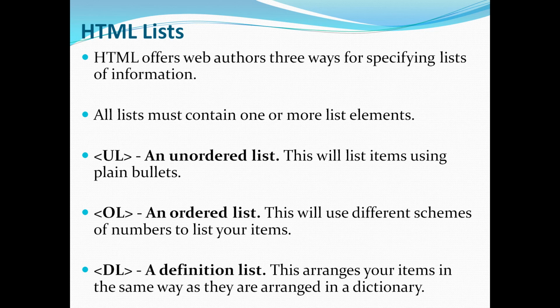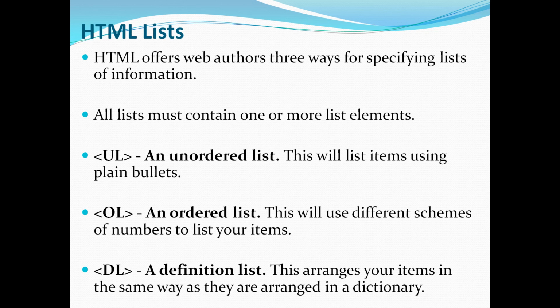Either you can use A, B, C, or 1, 2, 3, or Roman numerals I, II, III. If you want to give a list like that, that type of list is known as an ordered list. This will use different schemes of numbers to list your items.